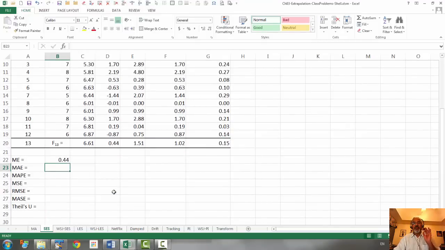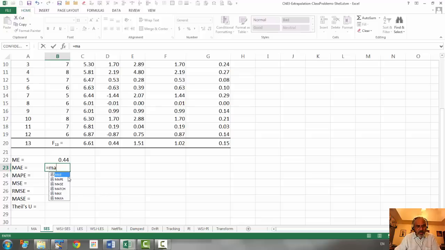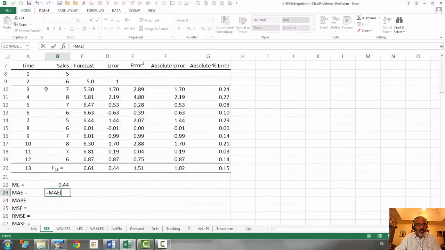Now I'm going to use the functions that I have developed, and this is available in your shell file if you had enabled macros, enabled content. So when you type MA, you should see all of these different function names prompted. If you don't see the function names prompted, that means you don't have the functions enabled. Now we're going to compute from t equal to 3 through 12. So the actual sales and the forecast. Y range, comma the forecast range. And that will give us MAE, which is that.